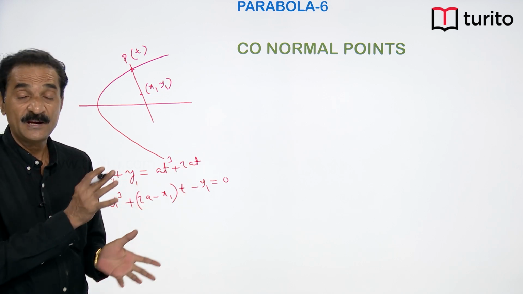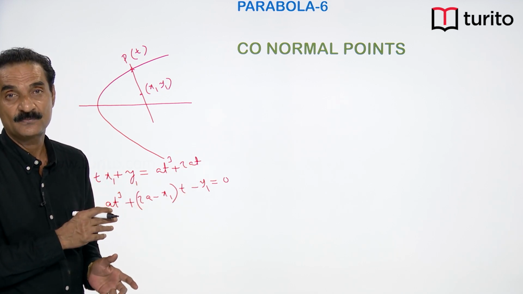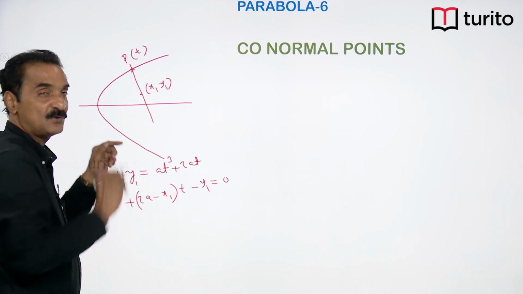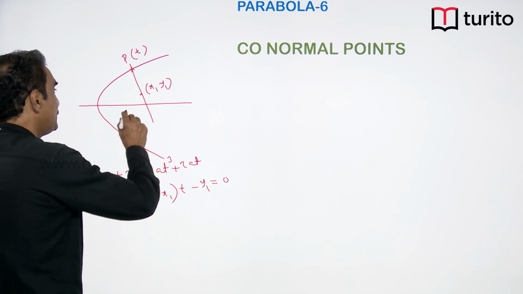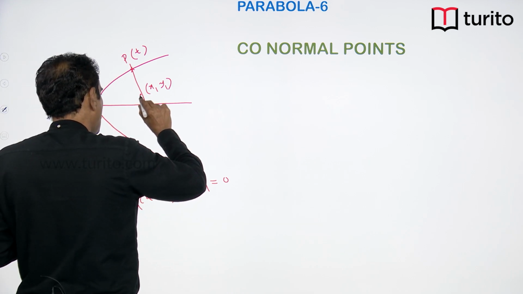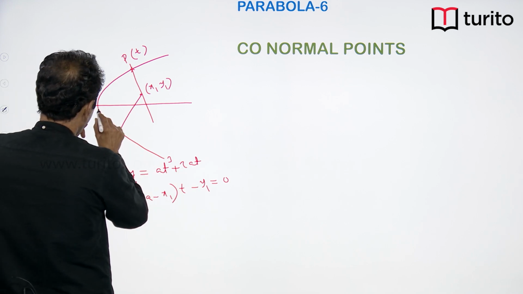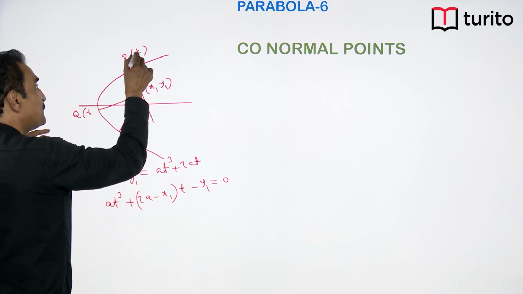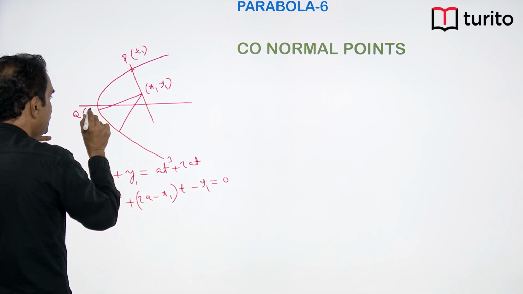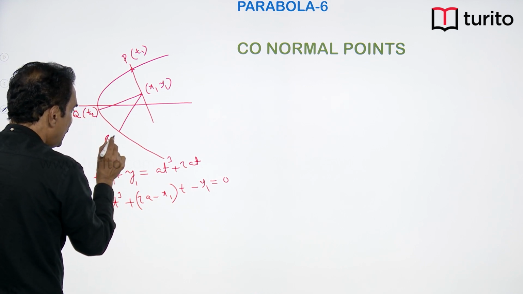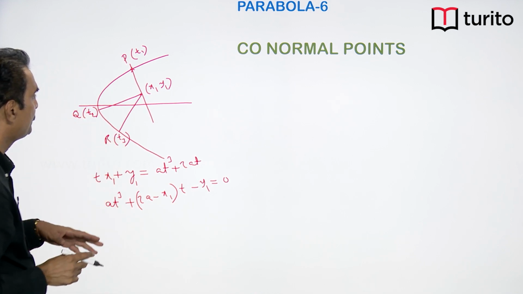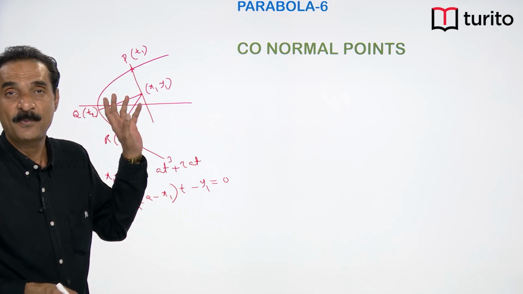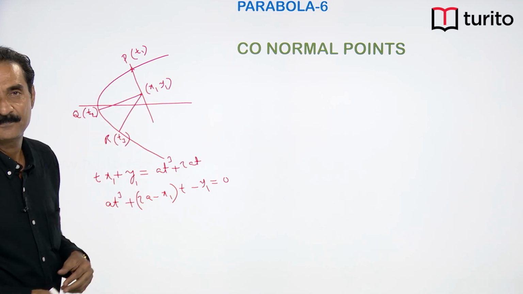But there can be two more distinct real roots. That means there will be two more points where the normals pass through x1 comma y1. See, from this point, we can draw one more normal like this, and one more normal like this. Let this point be P of t1, this point be Q of t2, this point be R of t3. That means the maximum number of normals that can pass through a given point x1, y1 is 3, like this.